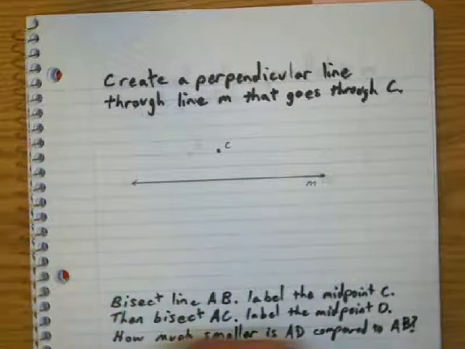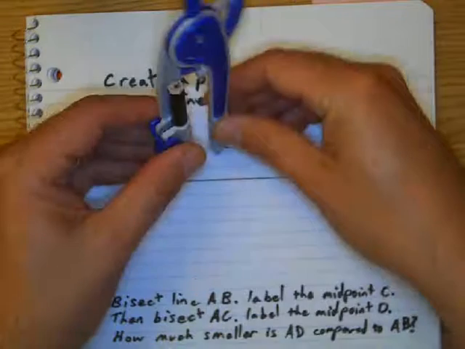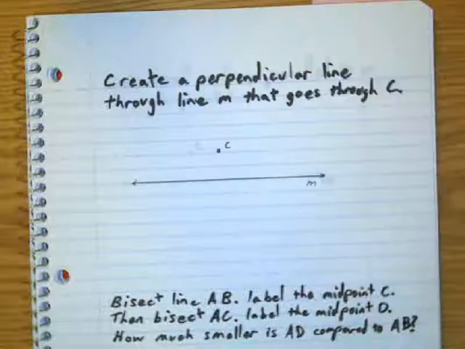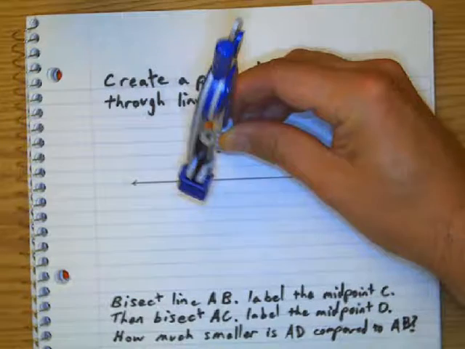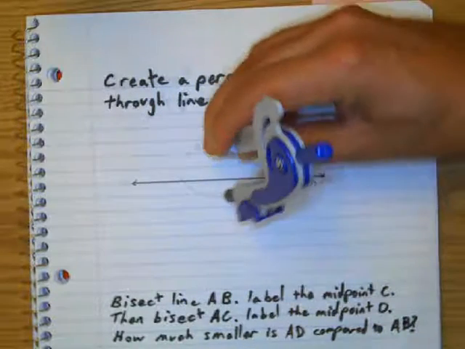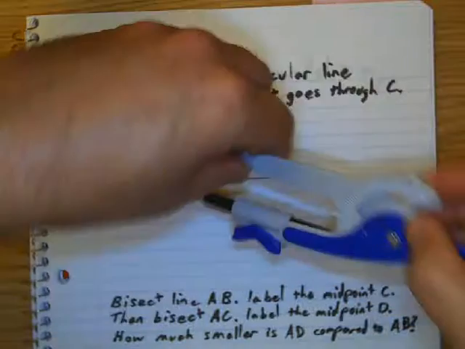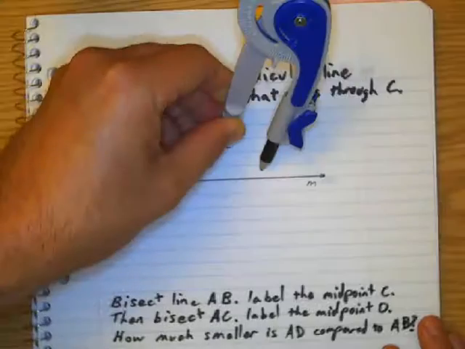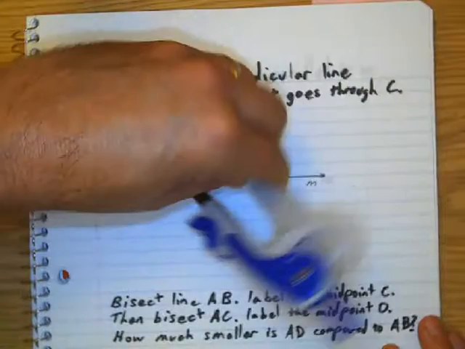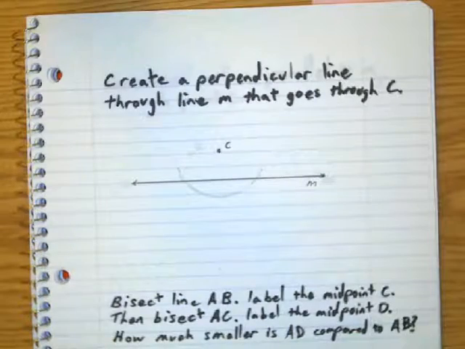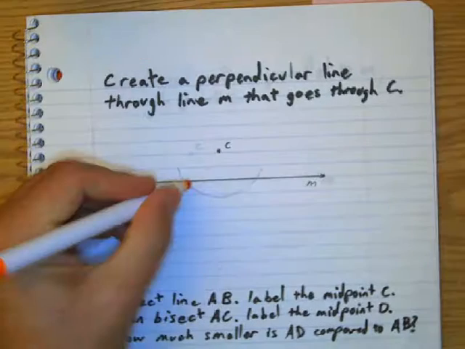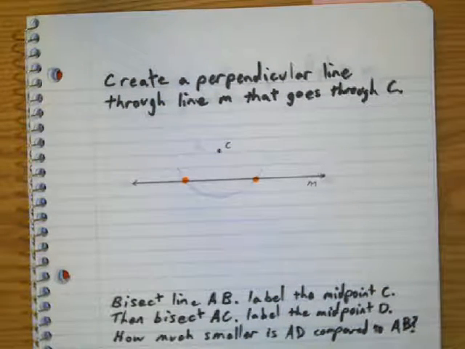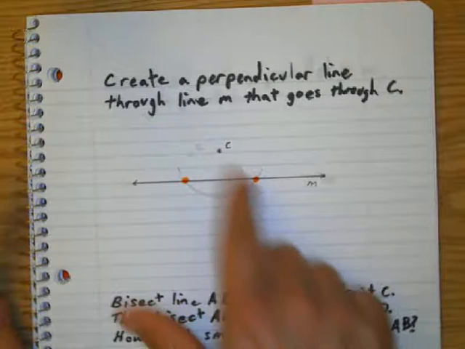So step one is I'm going to get my compass. I'm going to put the sharp point at C, and I'm going to draw an arch. Gosh, I hope you have better luck than me. Okay, there we go. So I've drawn an arch, and I've found 2 points that are an equal distance away from C because they have the same radius, right? So I've got 2 points that are an equal distance away from C.